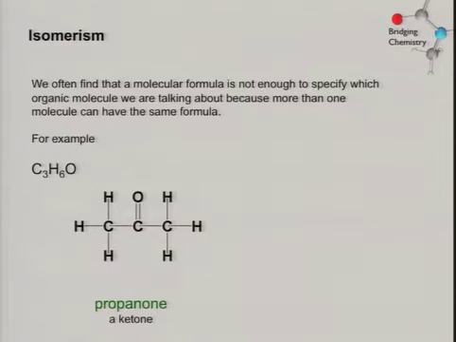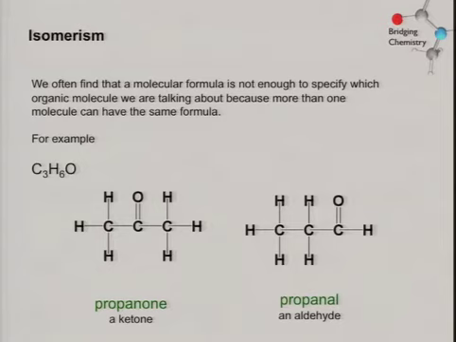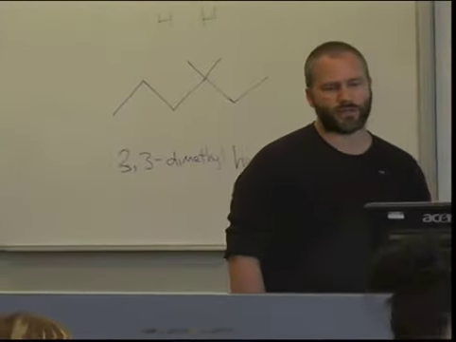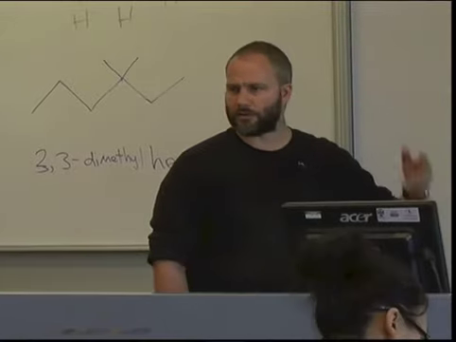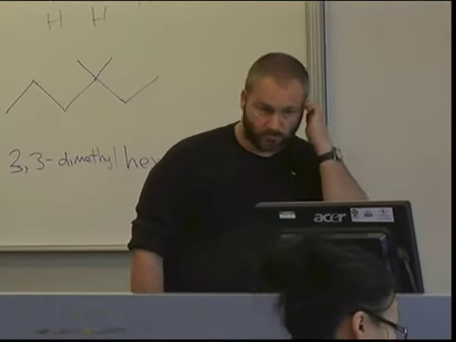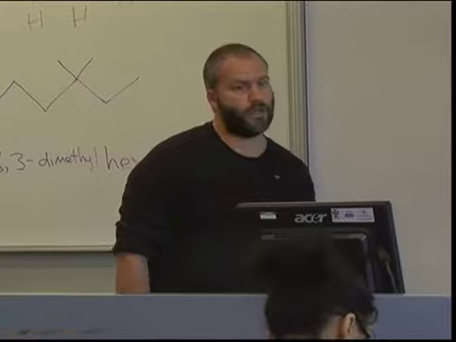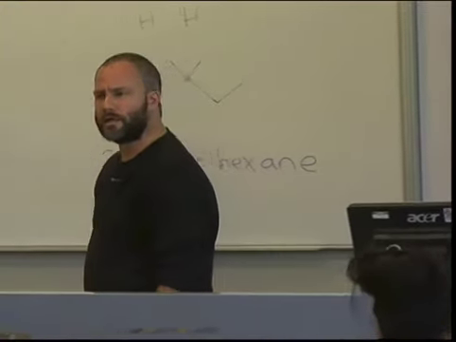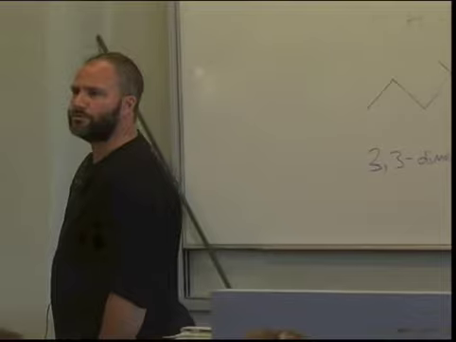But we could also write a molecule like this, which also has the formula C3H6O. And that one would be propanal, which is an aldehyde. And so these are quite different molecules. They're going to smell different for a start, but they're going to have quite different chemical properties. And so we need to be able to know which one we're talking about. Yeah? And so just giving the molecular formula in this case isn't going to be enough.